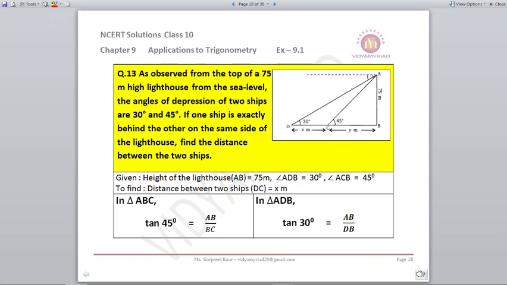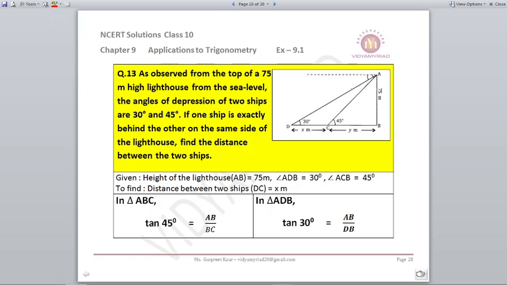We don't know CB also, so we are assuming it as Y, and AB, that is the height given to us as 75 meters. So let us use the triangle ABC. In this, tan 45 will be equal to AB upon BC. So we know tan 45 is 1, AB is 75, so BC is also 75. Let's take another triangle ADB, full triangle.